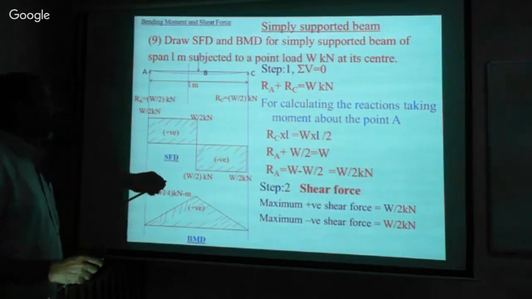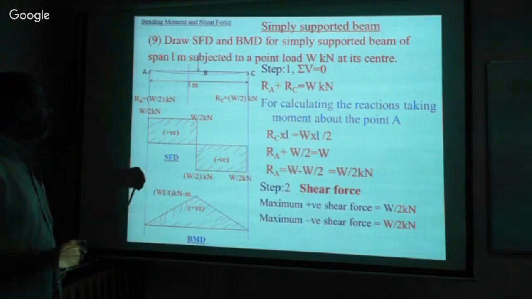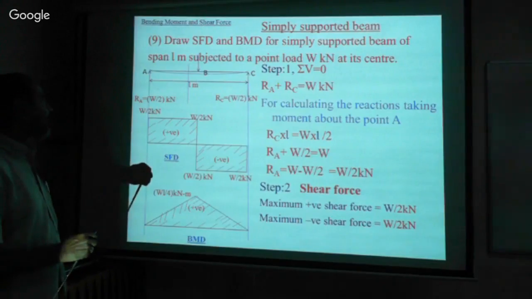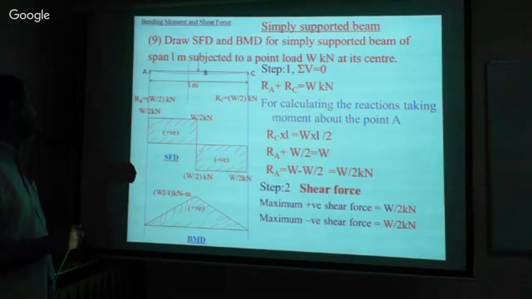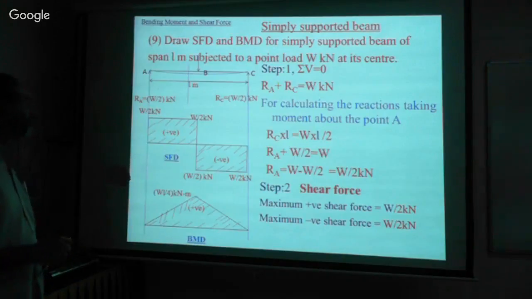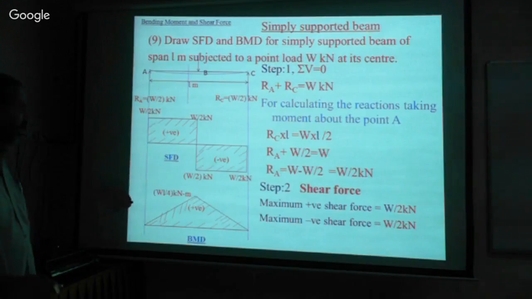When the beam is symmetrically loaded, there are two supports, and both the supports carry the load equally. This load is equally carried by both supports. Therefore, the reaction at A and the reaction at C are equal, each W by 2. RA plus RB, the sum of these two reactions, is equal to the total load on the beam, W kilonewton. To calculate this, sigma MA is equal to 0. Step 1, please understand, is only to calculate the reactions.